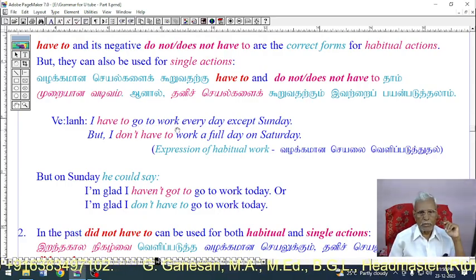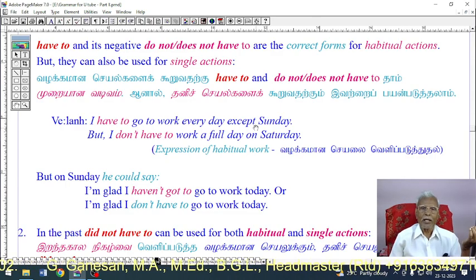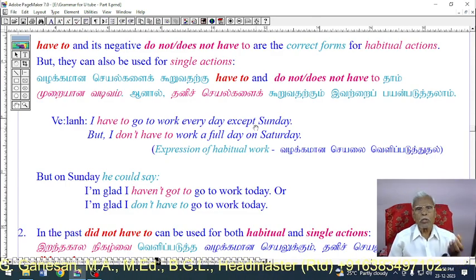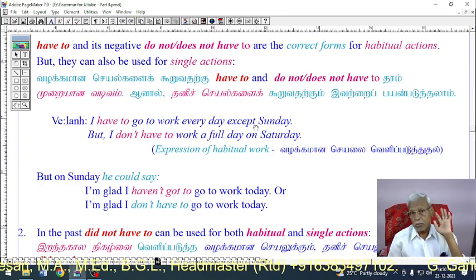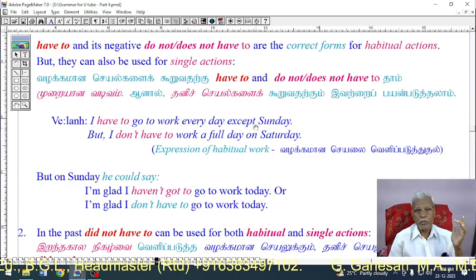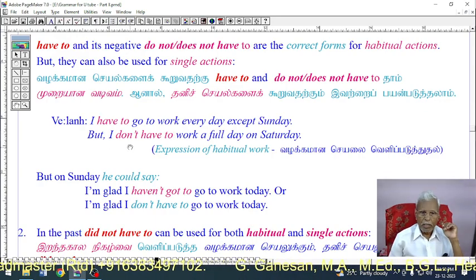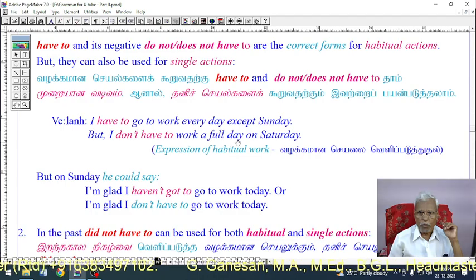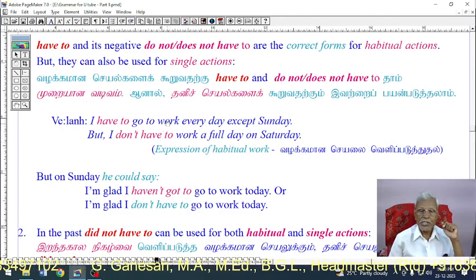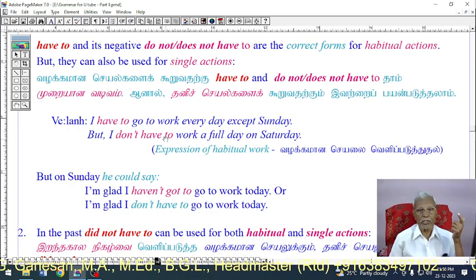I have to go to work every day except Sunday. Except Sunday, I have to go to work. But I do not have to work a full day on Saturday. It is a single event. It is a habitual action, habitual events. It is a single event.